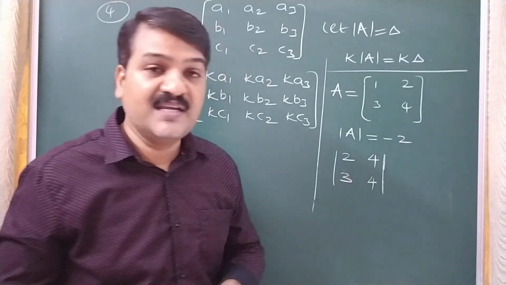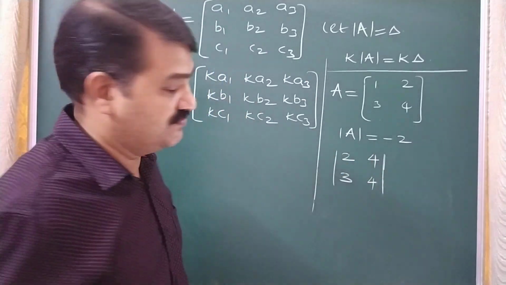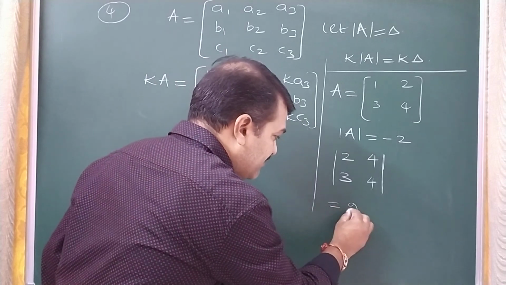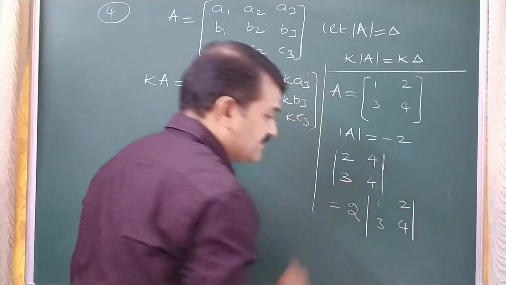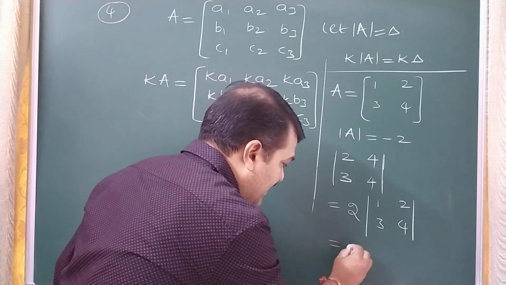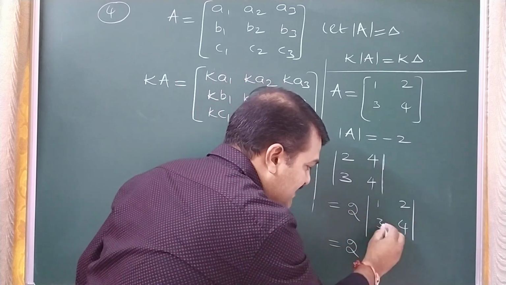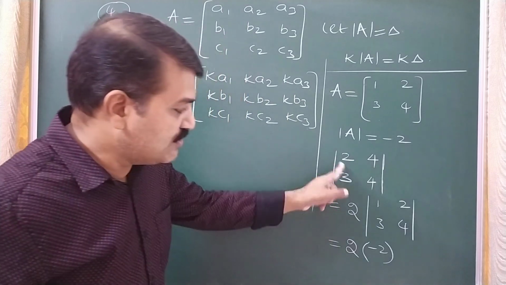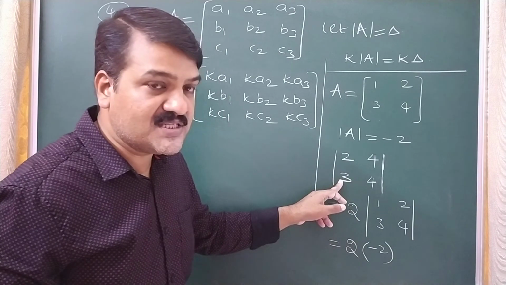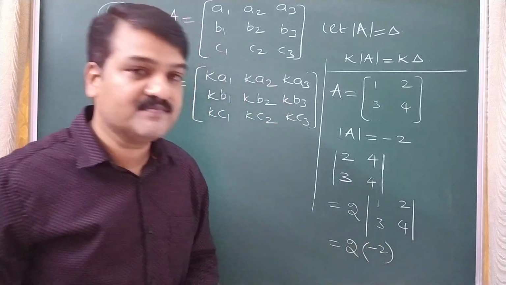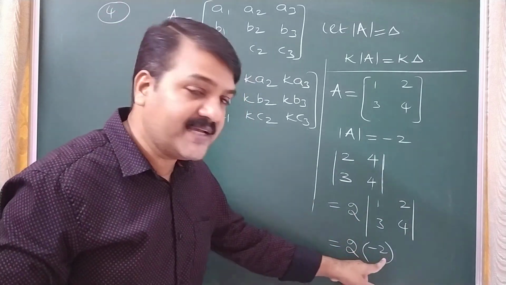So here you can clearly see that I will take 2 common from the first row. So if I take 2 common from the first row, I will get like this. So I can write this as 2 into, what is the determinant value here? 4 minus 6, minus 2. So is the value matching? What is the determinant of this? 8 minus 12, minus 4. You are getting minus 4 only, no? So in the first row I took 2 common. Same determinant I am getting, no?